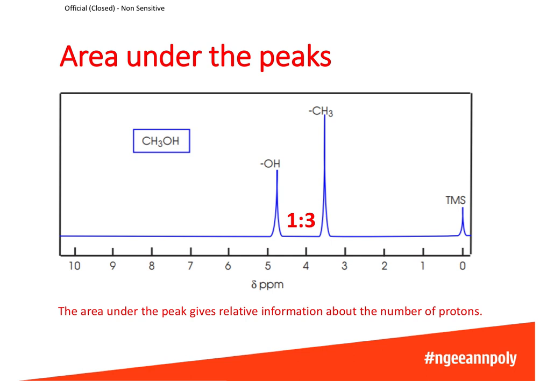Now let's look at the size of the two peaks in the NMR spectrum of methanol. We can see that the peak corresponding to the hydrogen atoms in CH3 is higher than the one for OH. The area under the peaks actually gives us relative information about the number of protons. So the area under the OH peak and the area under the CH3 peak would have a ratio of 1:3.